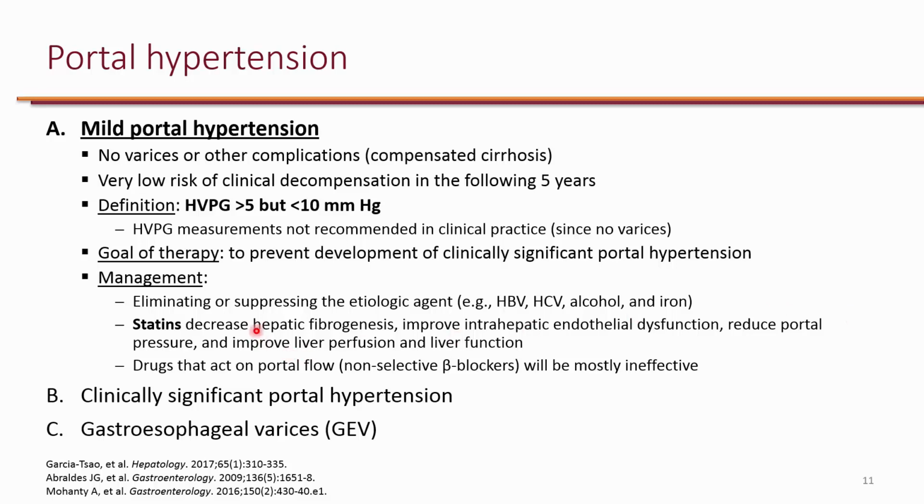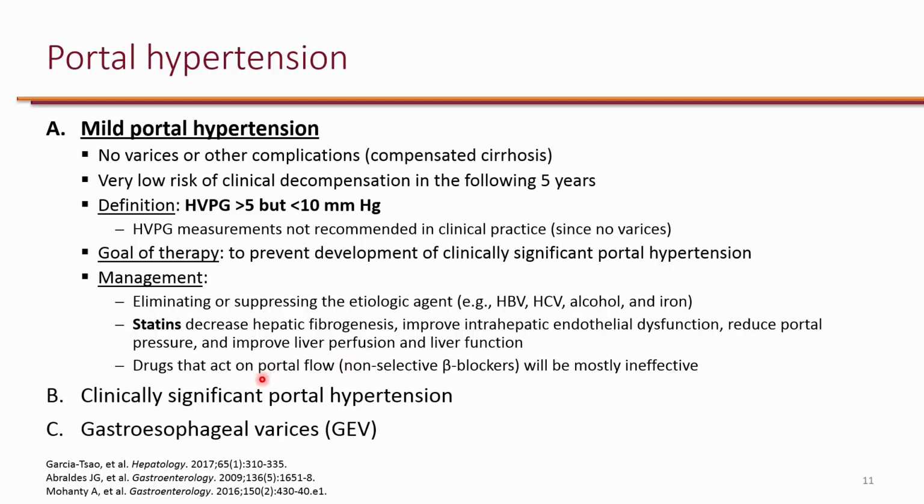Now, one thing that could potentially be beneficial is the use of statins in this patient. Statins decrease hepatic fibrogenesis. They improve intrahepatic endothelial dysfunction. They reduce portal pressure and also improve liver perfusion and liver function. At this time, we do not have prospective randomized trials of statins in patients with compensated cirrhosis. So, this is not a strong recommendation, but we could potentially put patients on Zocor 20 milligrams for 1 month and then 40 milligrams daily after that. This is one thing that's been shown with limited data to be beneficial.